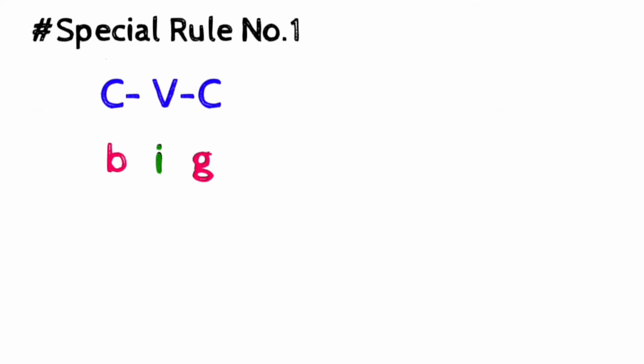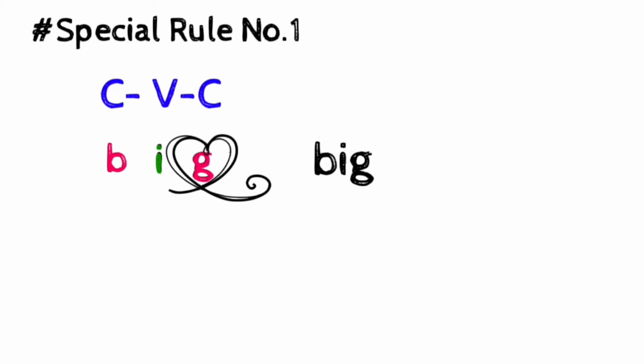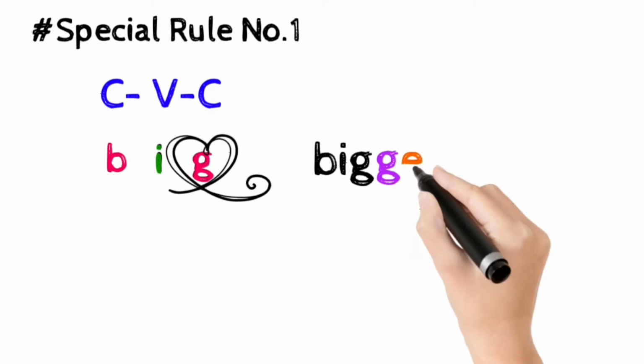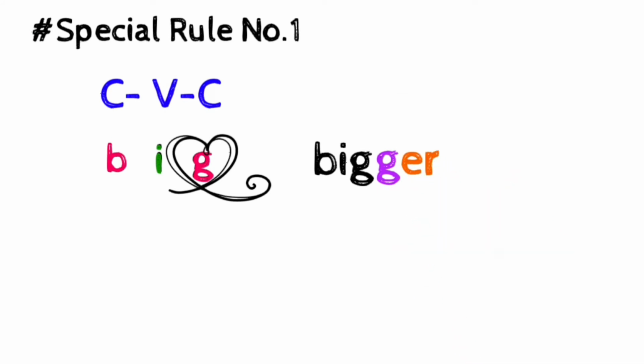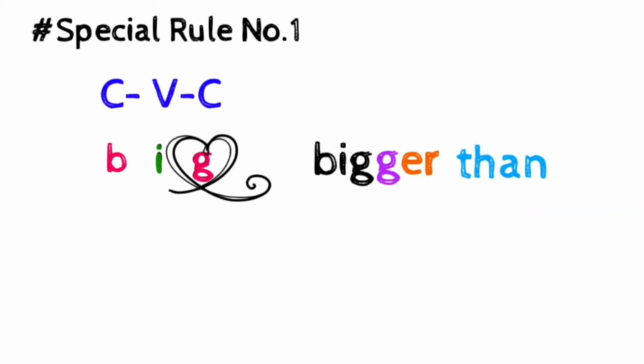So based on special rule number 1, for an adjective that is made up of CVC, we have to double the last consonant. For this case is the letter G. So when we write the word big, we have to put another letter G and then only we add er. And don't forget the word than. So it becomes bigger than.